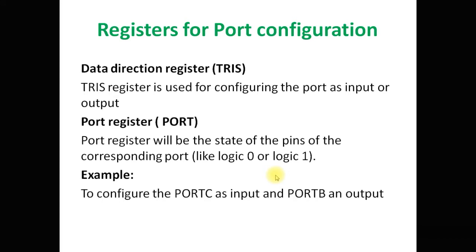So let's take an example. We configure port C as input and port B as output. Now we are ready to configure port C as input. Our data direction register keyword is TRISC. This is the data direction register for port C. Similarly, we have TRISB, TRISA. According to the port, the individual direction registers are available.